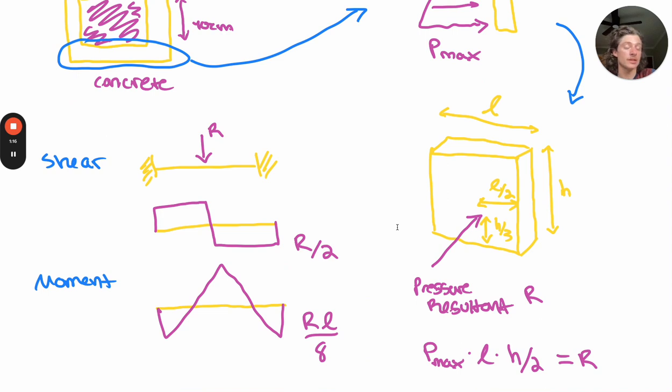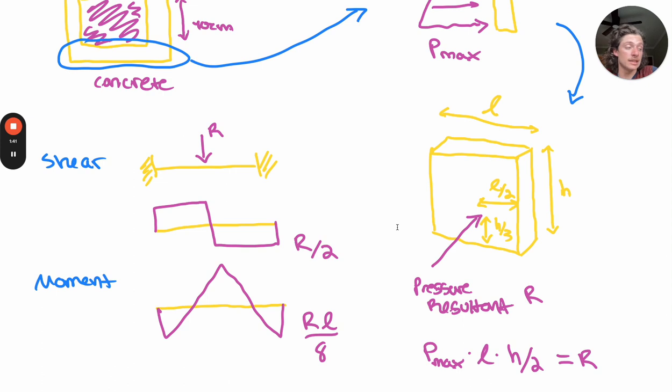We have our pressure resultant that's going to be at 1/3 of the height from the bottom, and we'll assume that this is acting at the center of the wall because it is symmetrical here. That gives us a shear value of R, our resultant, over 2, and a maximum moment value of RL over 8, if we model the wall here as a fixed beam.